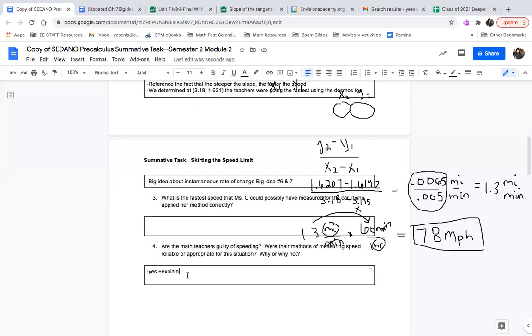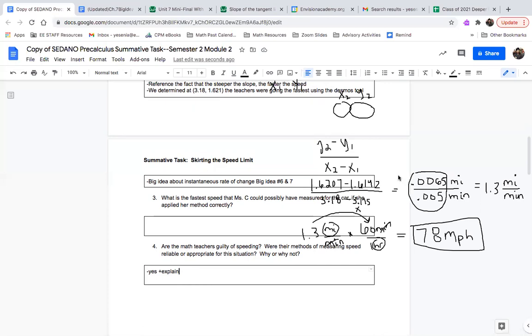Like it kind of doesn't matter what they were doing on average. It matters what their actual speed was at that exact moment in time, which is at around 3.18 minutes. It looks like they were going above the speed limit. So try your best to explain that.